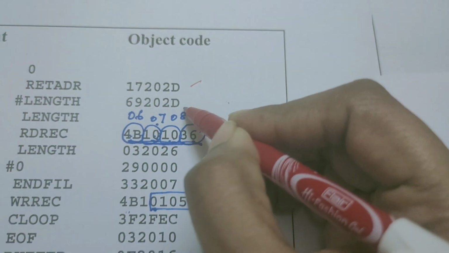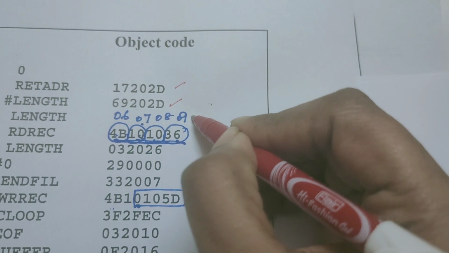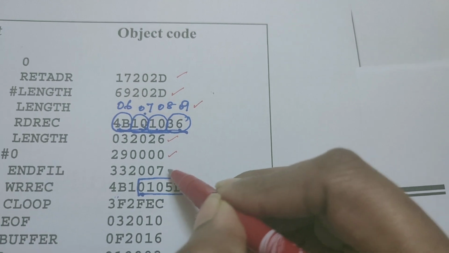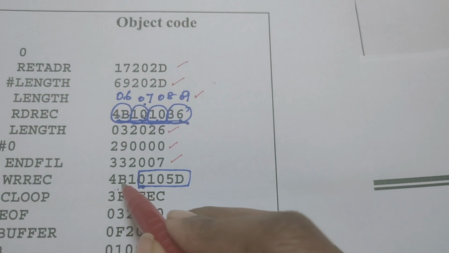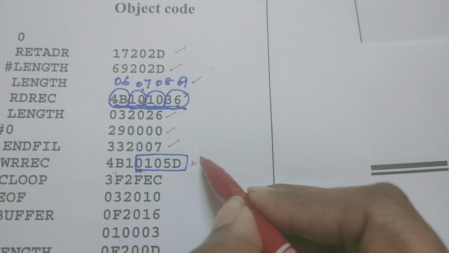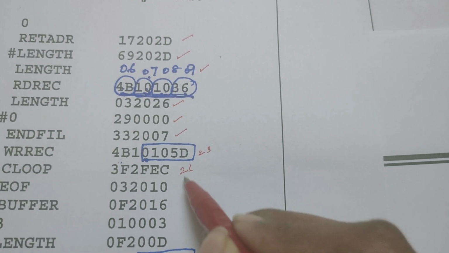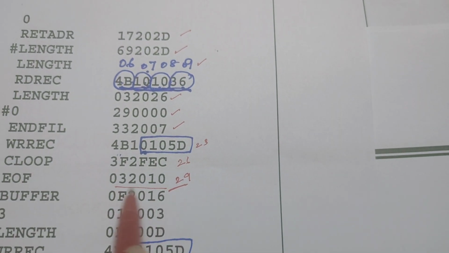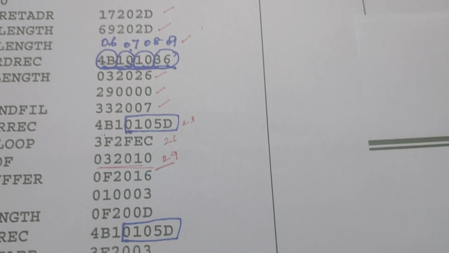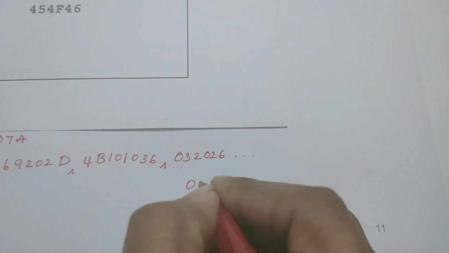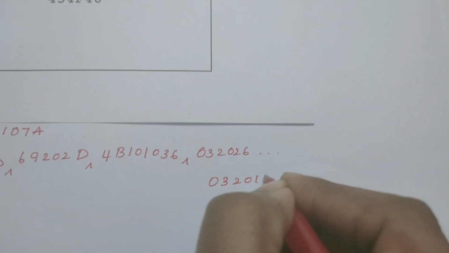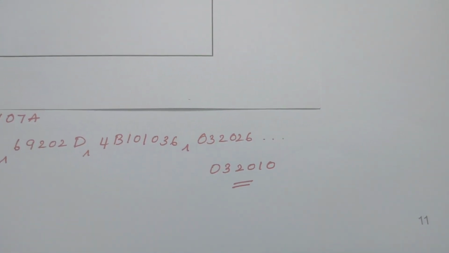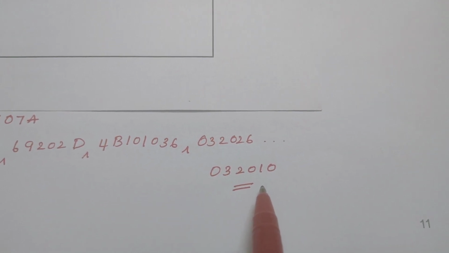This is 3 bytes. This is 3 plus 3, 6 bytes. 6 plus 4, 10 bytes. Again 13. This is 16. This is 19. Okay, 20, 21, 22, 23. Up to this is 23. This is 26. 29 bytes, right? So the maximum in this text record, we can store the object code up to 032010. So 032010 is the last object code in this particular text record.